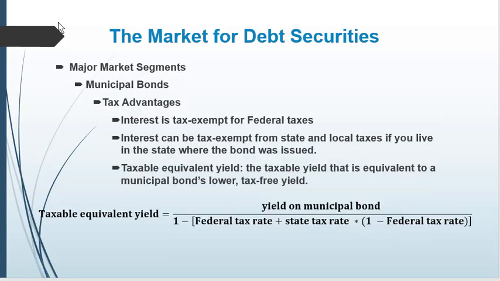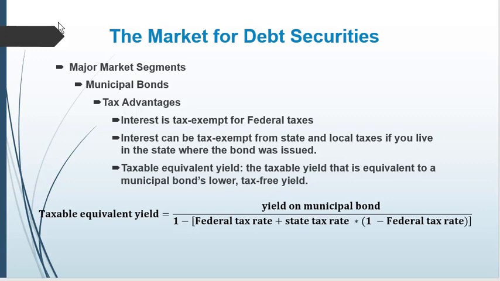Now, one of the tax advantages to a municipal bond is that it is exempt from federal taxes, of course, but also municipal bonds are exempt from state and local taxes if you live in the state where the bond was issued. So if you live in Kentucky and you buy a Kentucky state municipal bond, then you will not pay federal taxes, and you will also not pay state and local taxes on the interest from that debt. So there's obviously a benefit.